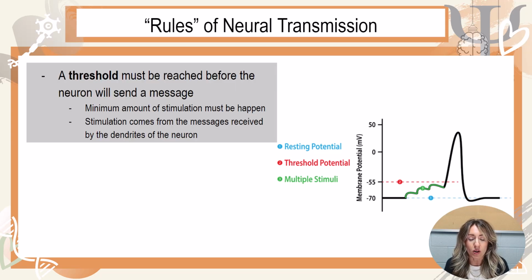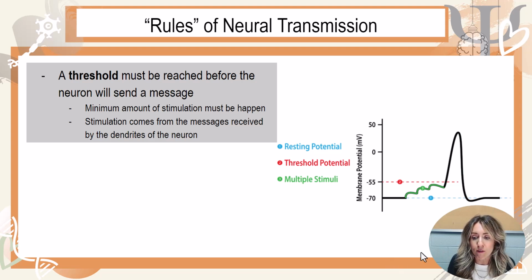Okay, so there are a few rules that we follow in neural transmission. The first rule is that in order for a neuron to send this message, for the action potential to get going, for ions to flow in and out, it has to reach what we call a threshold. A threshold is just the minimum amount of stimulation that needs to happen. Think about it like this: if we have our dendrites and they're listening, maybe one dendrite is listening, two dendrites are listening. Okay, that's not enough. Now we have 3, 4, 5 dendrites, and the message sends. So they need a minimum amount of stimulation.